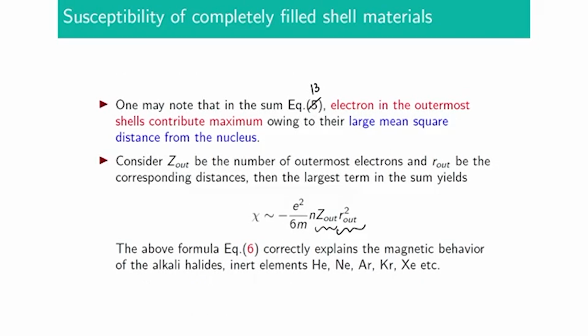and then you have this expression which is the diamagnetic susceptibility, and these correctly explain the magnetic behavior of these noble gases such as helium, neon, argon, krypton, xenon, etc.